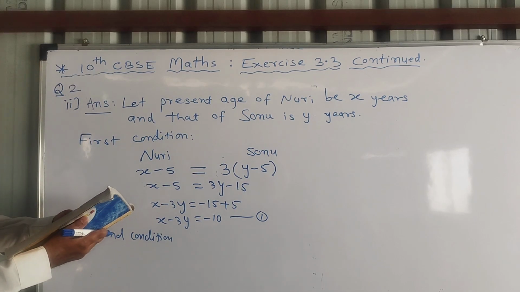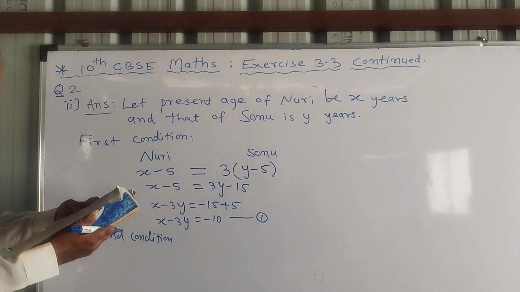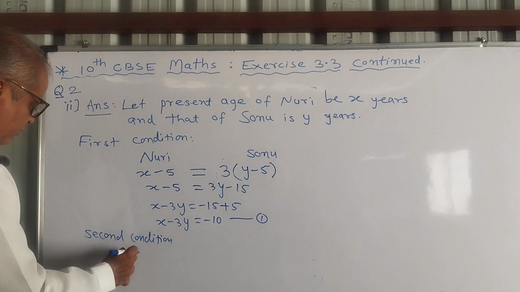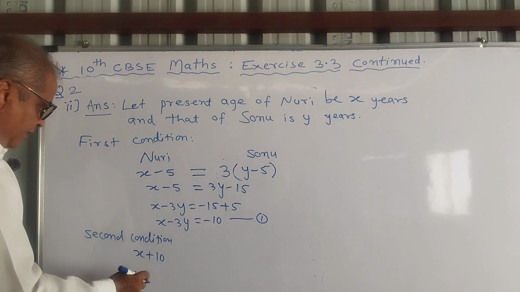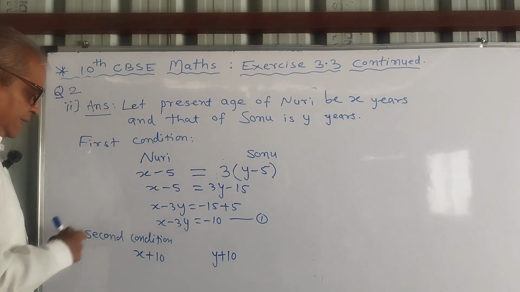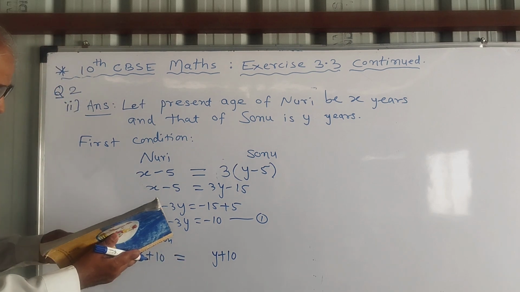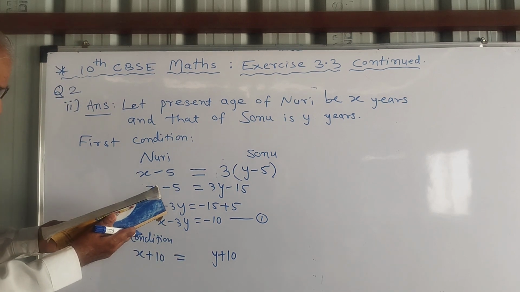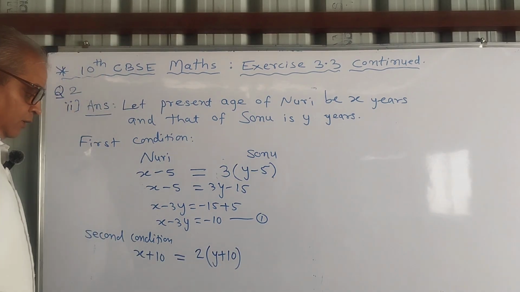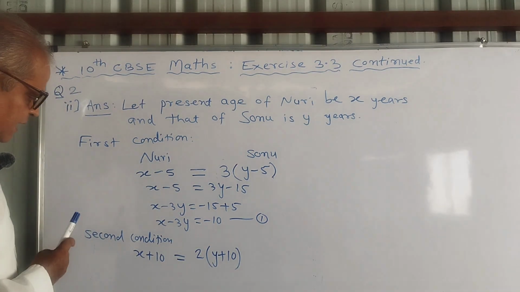After 10 years, Nuri will be twice as old as Sonu. After how many years? 10 years. So after 10 years Nuri will be x plus 10 and Sonu will be y plus 10. But they are not same, and to equate them I need to multiply the age of Sonu by 2, because Nuri's age will be twice the age of Sonu. So this is the condition.